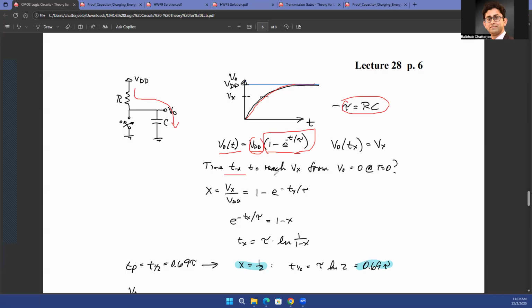Now, let's say you want to reach any voltage Vx, and for that, you need time Tx, and that Tx is unknown, of course. So you want to reach voltage Vx in time Tx from voltage V0 at time t equal to 0. So if the target output voltage is Vx, then Vx over VDD is going to be 1 minus e to the power minus Tx over tau.